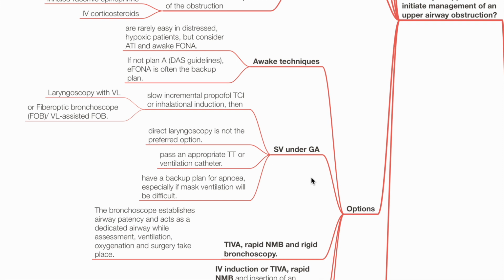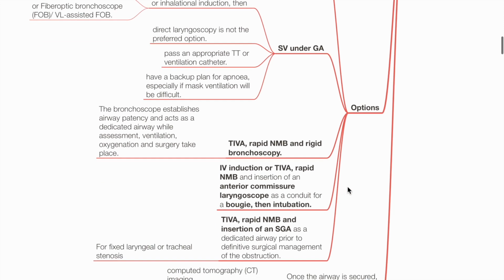Pass an appropriate tracheal tube or ventilation catheter once the patient is deep. Have a backup plan for apnea, especially if mask ventilation is difficult. Next option is TIVA with rapid neuromuscular blockade and rigid bronchoscopy. The bronchoscope establishes airway patency and acts as a dedicated airway, while assessment, ventilation, oxygenation, and surgery may take place.